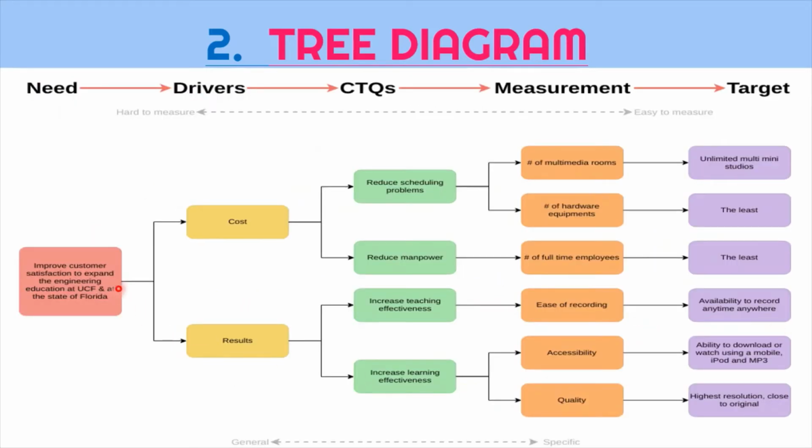This is also an example of the diagram. We have needs, drivers, city queues, measurement, and targets.